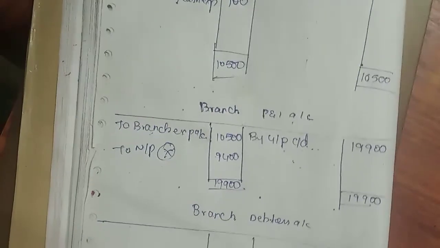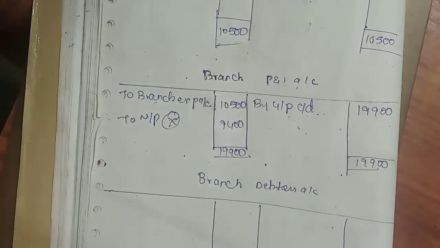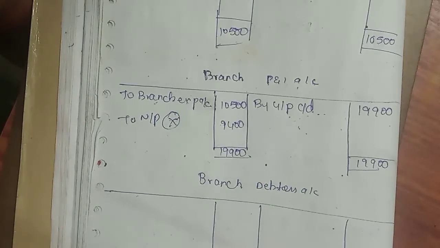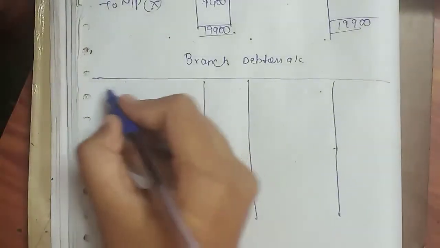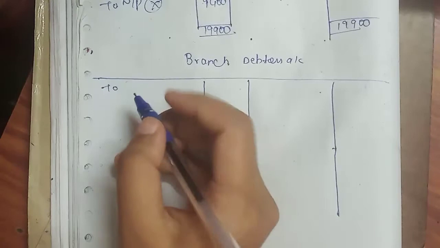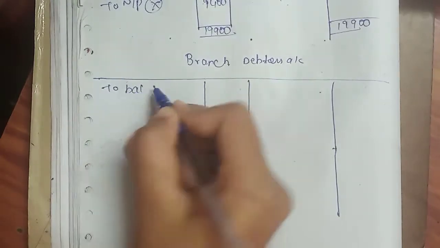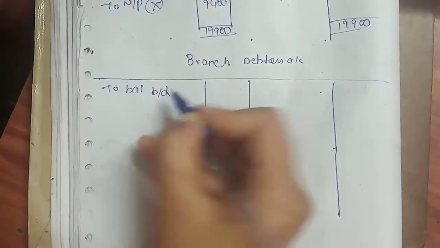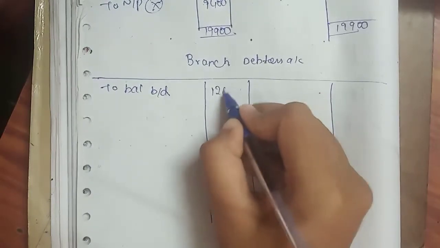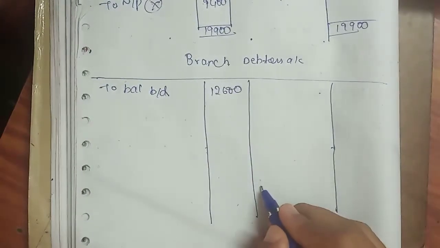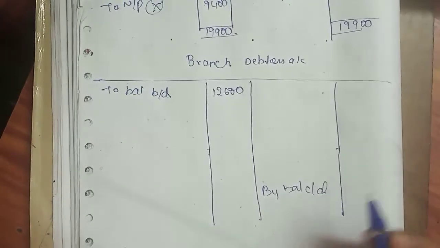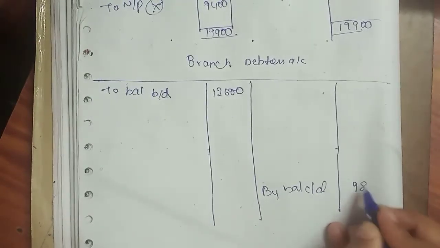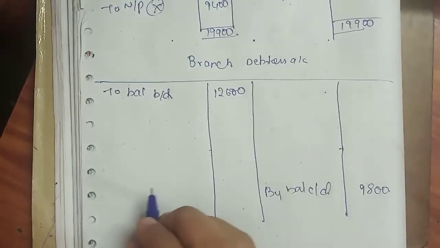Now even this account is finished. So one and only one account which is pending is the branch debtors account. We'll do that. Everything regarding debtors will be written here. Right here they have given the opening and closing balances. So write that, balance brought down 12,600. Next, closing balance, by balance carried down. They have given the closing balance as 9,800.